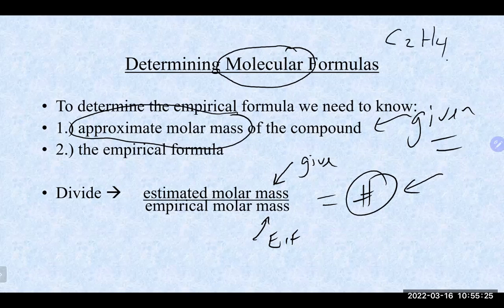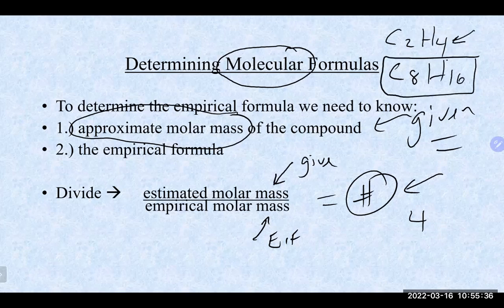So let's just say we had C2H4 as our empirical formula. Let's say we divided and we got a 4. Our molecular formula would be C8H16. We would multiply this guy by 4, and that's what we'll do.